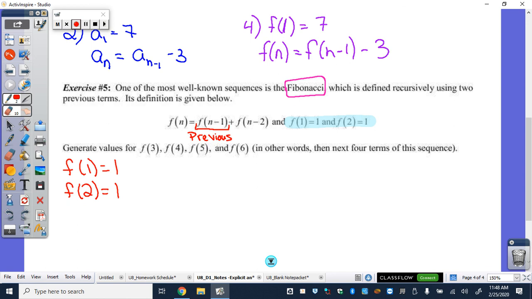So then f of n minus 2, what do you think that means? Yeah, I like to call it the previous previous. So you go back 1 and then you go back 1 more. So that's why they have to give us the first 2, because when I'm trying to figure out the third term, I need to know the one before it, which is the second, and then the one before that, which is my first term. So they have to give us the first two.